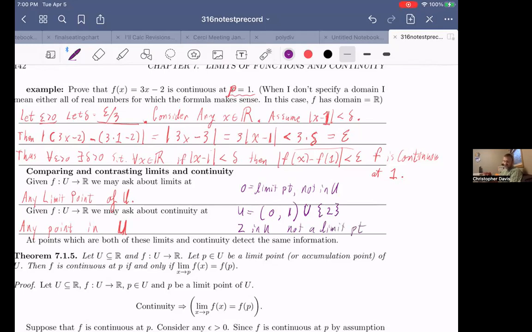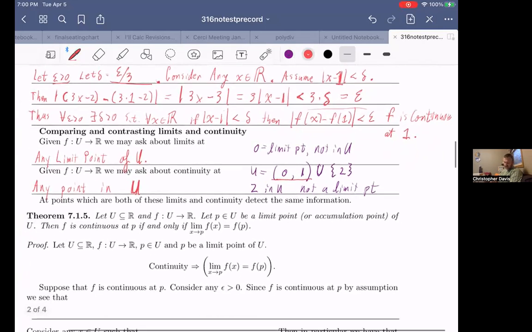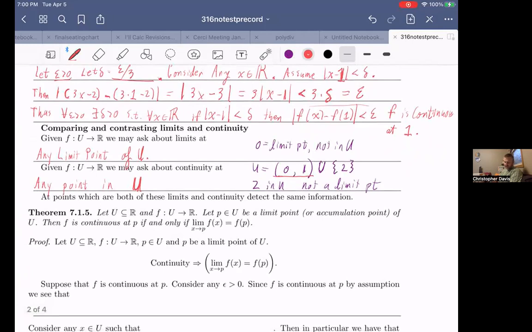So maybe you have points that are both in U and limit points. Those would be like these points. And as long as you have points that are both in U and limit points, then theorem 7.1.5: let U be a subset of R, and f from U to R be a function. Let P be a limit point of U. Then the function f is continuous at P if and only if the limit as x approaches P of f of x is equal to f of P.